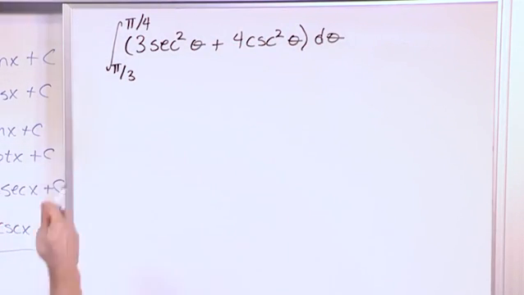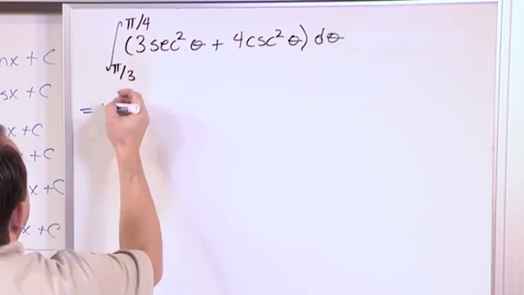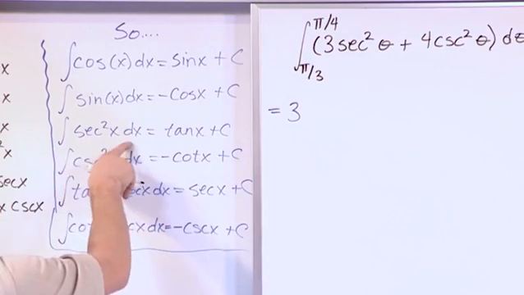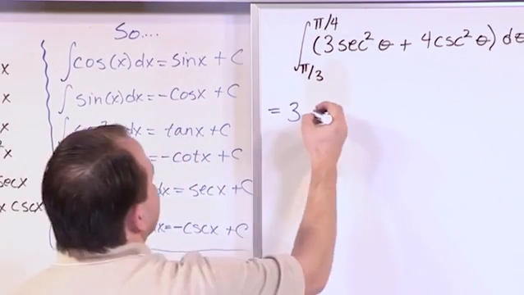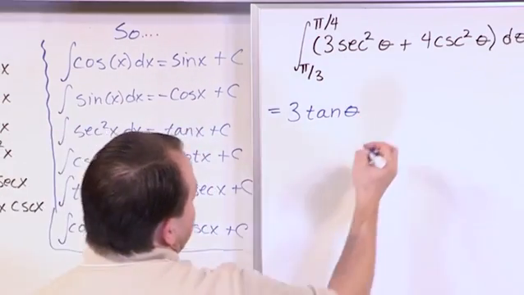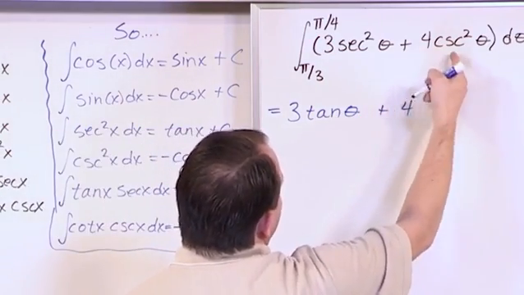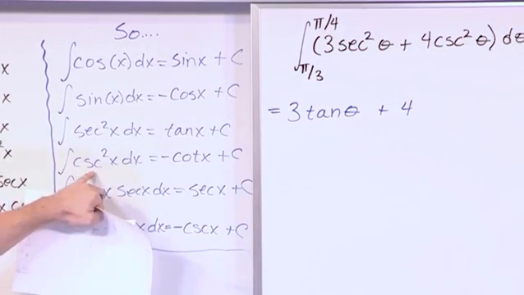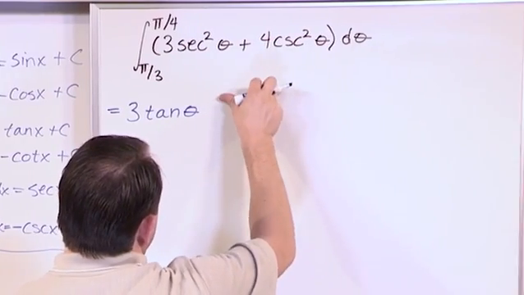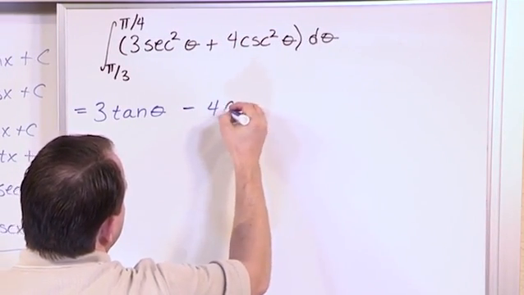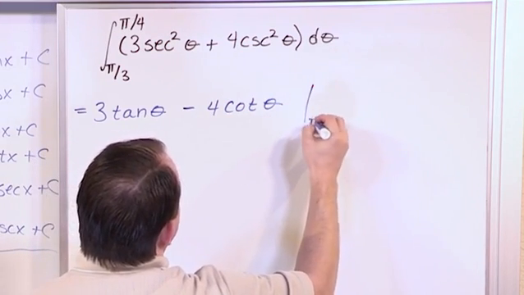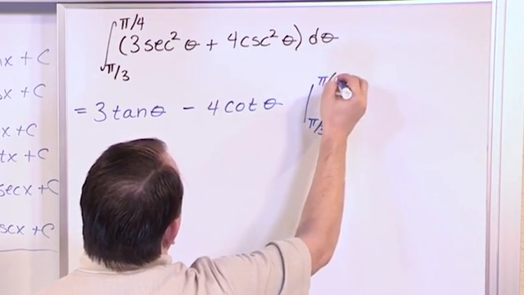Now, let's go ahead and tackle this. We have a 3 here, so we can pull that out. The integral of secant squared, we know already, is tangent. Of course, we're dealing with theta, so we'll leave it in terms of theta. And then we have plus 4 from here. What's the integral of cosecant squared? That's going to be negative cotangent. So let's put a negative there, cotangent of theta, from pi over 3 to pi over 4.